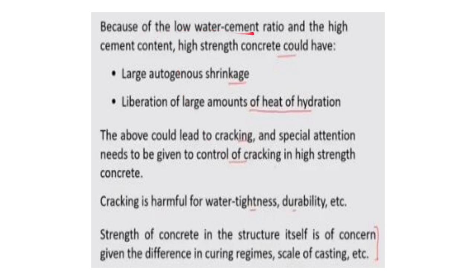Because of the low water cement ratio and the high cement content, high strength concrete could have large autogenous shrinkage. This is because of the hydration taking place, some amount of void will be there because the water gets converted into hydration products, which will lead to autogenous shrinkage. Because more cement is present, more hydration will occur, so more autogenous shrinkage will occur.